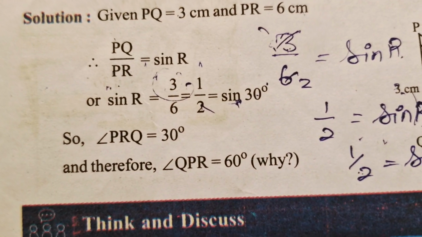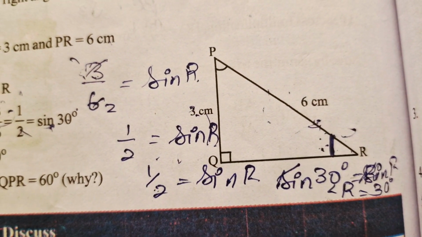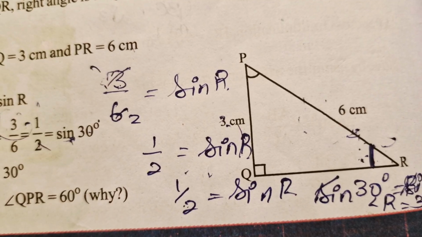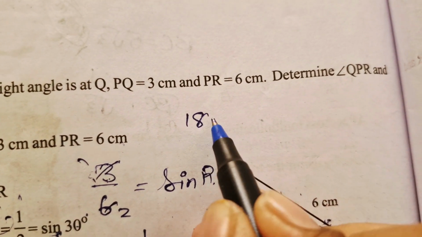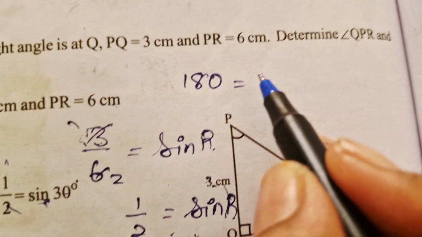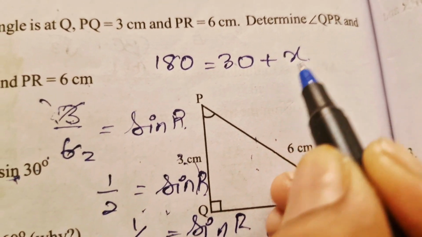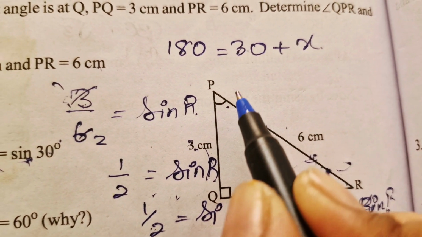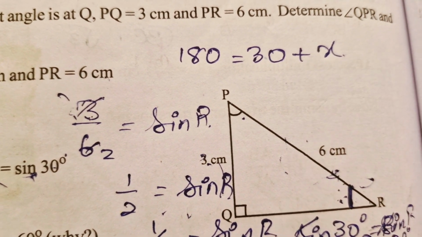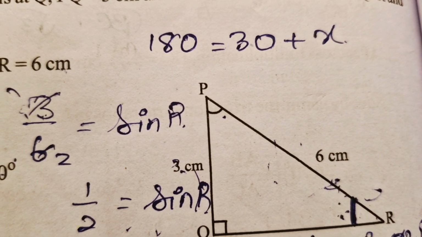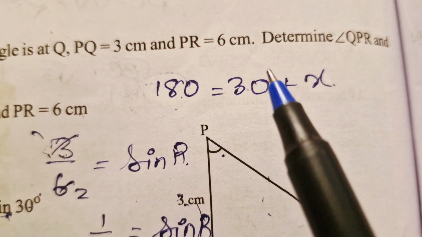So how did we get this angle QPR? It is because the sum of all interior angles of a triangle is 180, right? One angle we got as 30. So let us assume this angle P as X. Sorry for the little confusion. It is 180 only. Don't get confused.